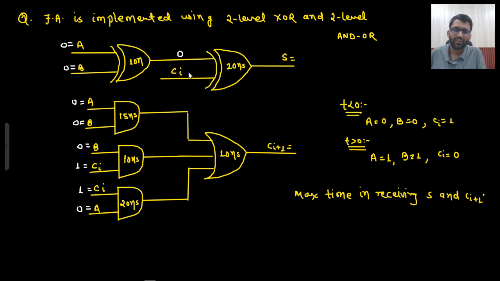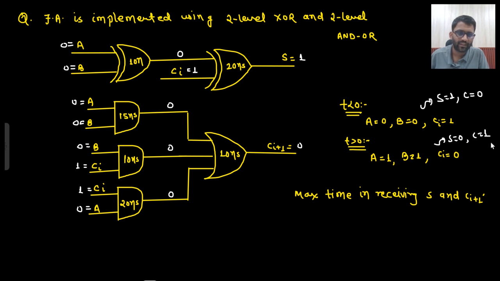So before that this was 0 only and this was 1, right? So sum was 1 and carry was 0 only. 0, 0, 0. So carry was 0. In this case sum was 1 and carry was 0, and in this case sum is 0 and carry is 1. Okay, so these are changing. Sum is going from 1 to 0, this will change from 1 to 0 and this will change from 0 to 1. So certainly it will take some time to change.